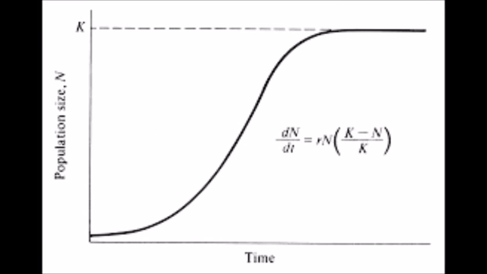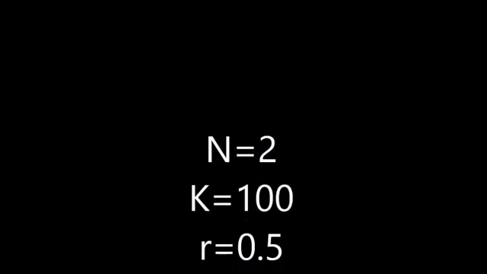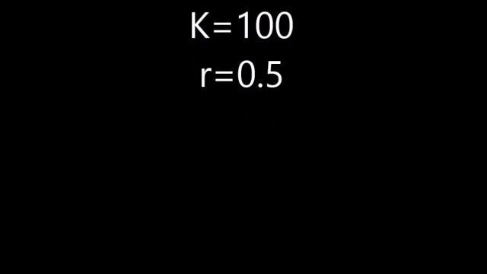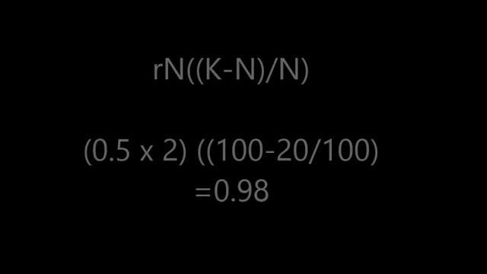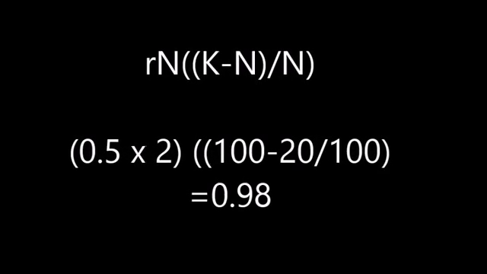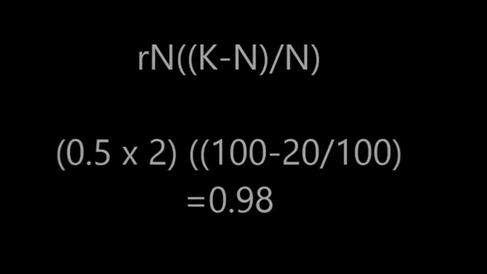So here is one math example of how to calculate the logistic growth in a population size of 2 individuals with a carrying capacity of 100 and a growth rate of 0.5. In this problem, N equals 2, K equals 100, and r equals 0.5. Once you plug in all the numbers into the equation, the population growth can be calculated to be 0.98.